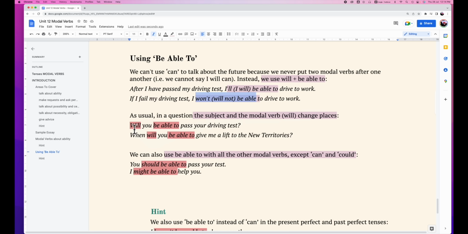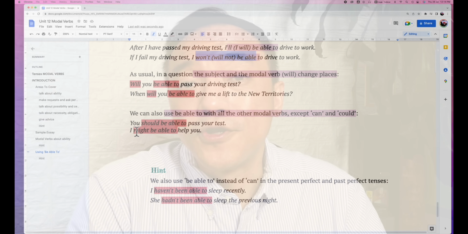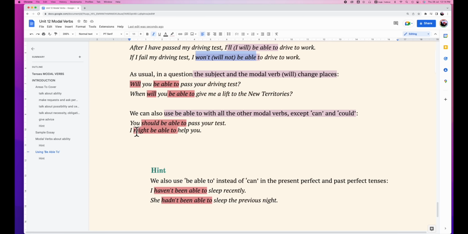Then how about using be able to ask questions? Let's take a look. Will you be able to pass your driving test? Or when will you be able to give me a lift to the New Territories? To be able to could be used with other modal verbs except can or cannot. Let's take a look at these examples. You should be able to pass your test. I might be able to help you.